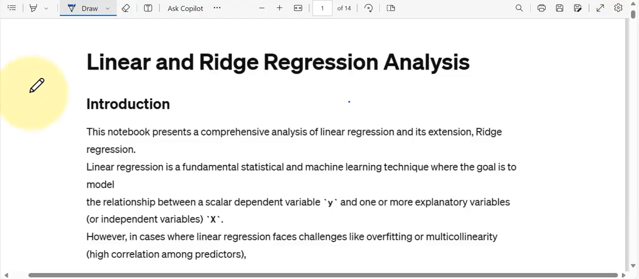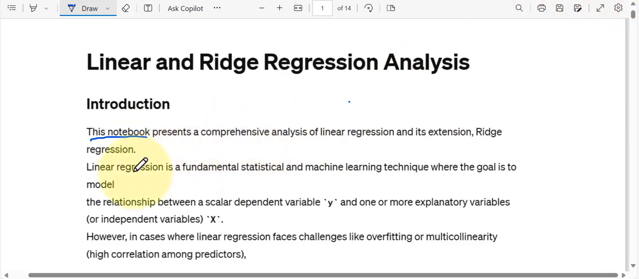Okay, we're going to review linear and ridge regression, and we're going to see what, if any, relationship there is between ridge regression and the Lagrange multipliers. So actually, I might have a notebook for you, but let's just move on anyway.